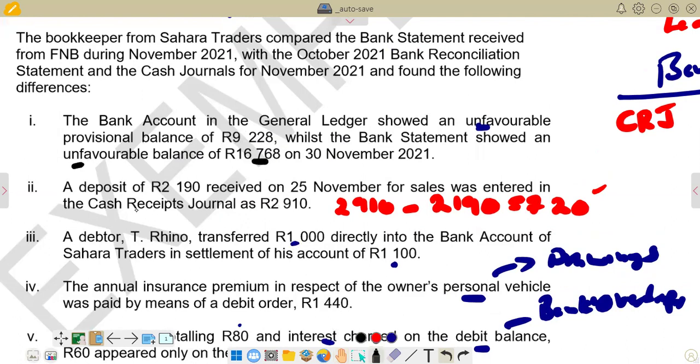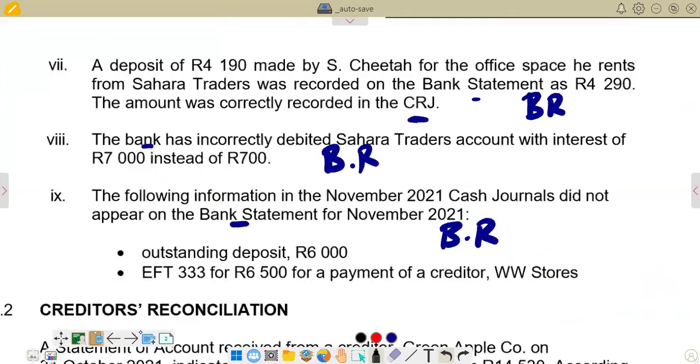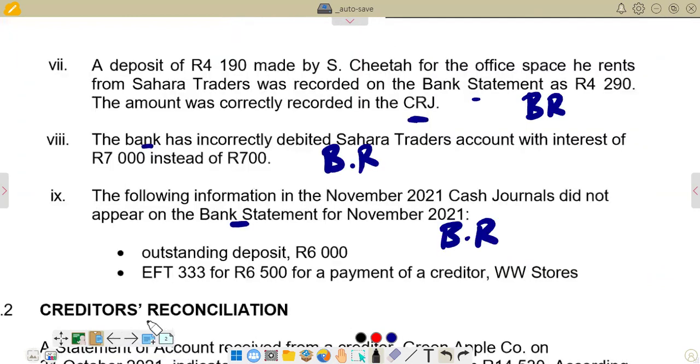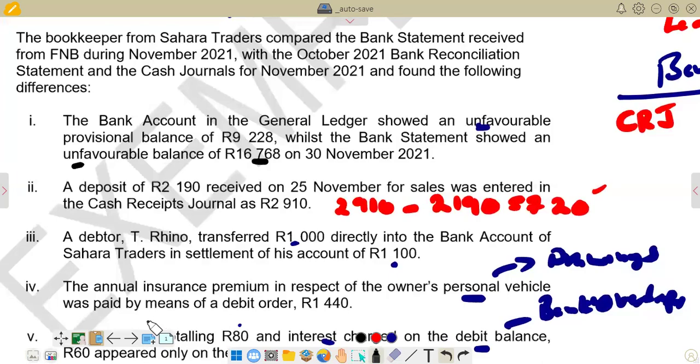So this is the balance that we are going to start with on the bank reconciliation. It's unfavorable. An unfavorable balance with the bank statement should be on the debit side of the bank statement. So we come here and put it as an opening balance. Balance as per bank statement, we are saying it's unfavorable, so it's going to come on the debit side: 16,768. This is our opening balance.